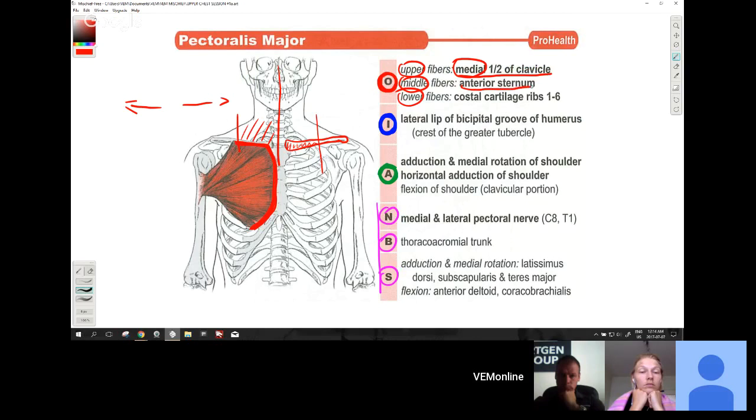We can be a little bit more precise and say anterolateral sternum, because they don't really originate from the top surface. They originate kind of from the side. So we can say anterolateral sternum.